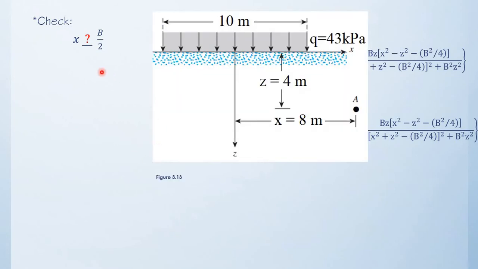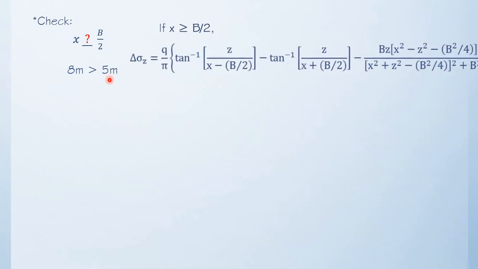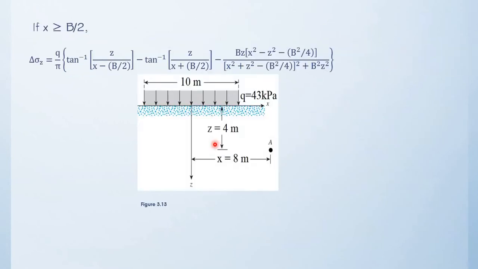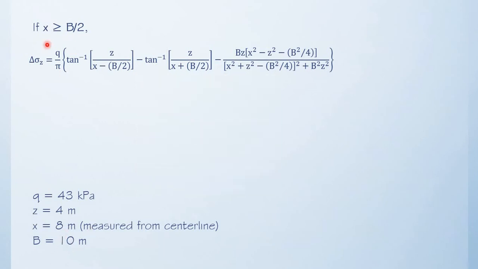So going back to the problem, our x is 8 meters and our b is 10. So 10 divided by 2 is 5 meters. 8 meters is greater than 5 meters. Therefore, we will be using this equation. Going back to the figure, we will enlist all the given so that it would be easier for us to solve. Q is equal to 43 kPa, Z is 4 meters, X is 8 meters, and B is equal to 10 meters. We can now take off the figure.